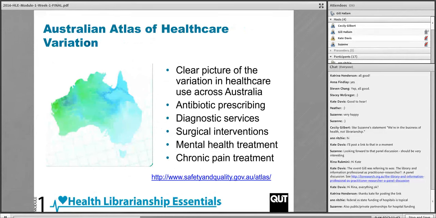This is an interesting area of that safety and quality website. They've put together an atlas which looks at the differences, the variations across healthcare standards, healthcare quality across the country. This covers lots of different areas. Suzanne referred to diagnostic services, for example. You might find that in one state there's oversupply of diagnostics in some area compared to other areas. Obviously, rural and regional areas of Australia would have quite different density of healthcare opportunities compared to capital cities. So it's worth having a look for you to just develop your own understanding of what's happening across the states and across the country in terms of healthcare provision.